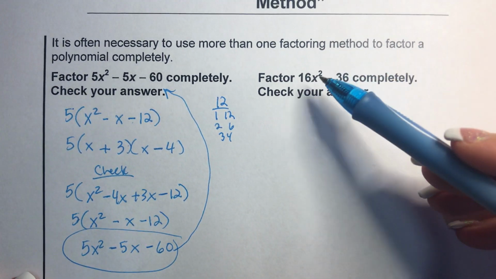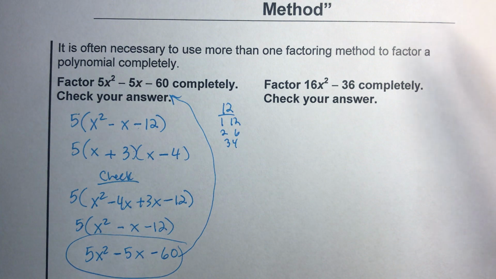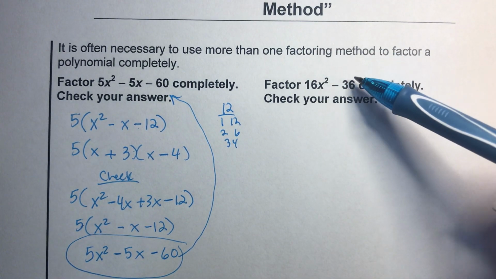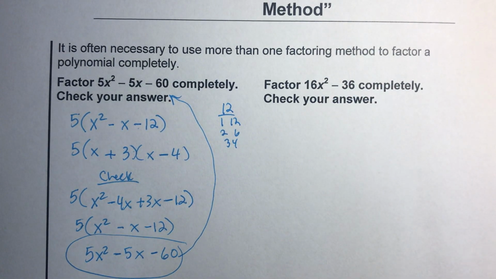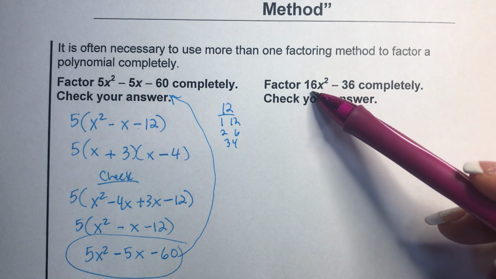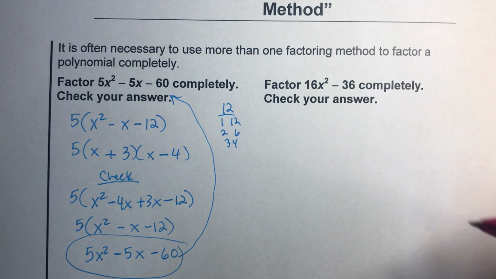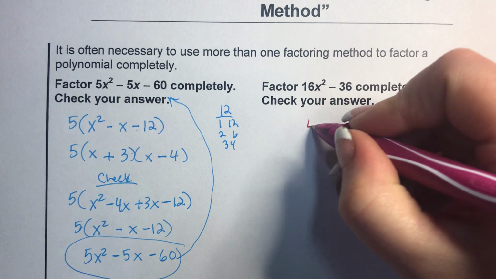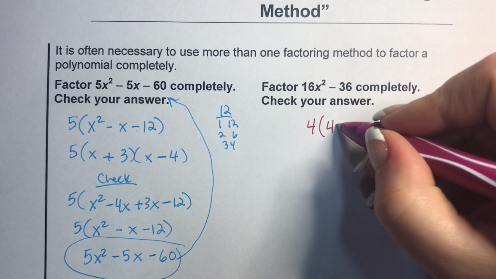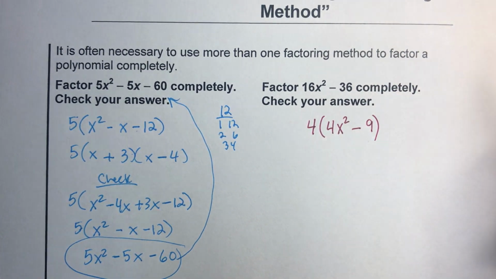It says factor completely. We have 16x squared minus 36. First, we're going to look at the GCF. What is the biggest number in common? Is it 4? What do you think? Other than 4, for 16 it would be 8, and 8 doesn't go in there. So I think it's 4. Let's go ahead and factor out 4 first. So 4 times 4x squared is 16x squared, minus 4 times 9.